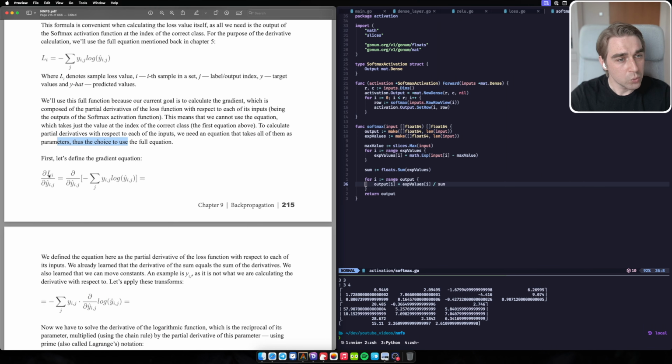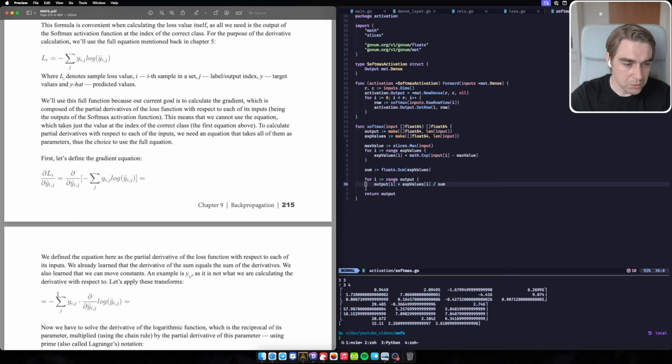Okay, so we have d loss over d. So this is the gradient equation. We define the equation here as the partial derivative of the loss function with respect to each of its inputs. We already learned that the derivative of the sum equals the sum of derivatives. We also learned that we can move constants out. An example is the target values, as it is not what we are calculating the derivative with respect to.